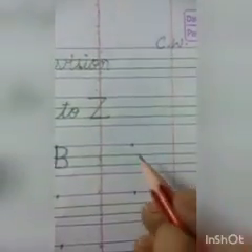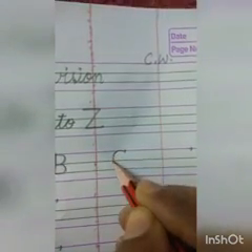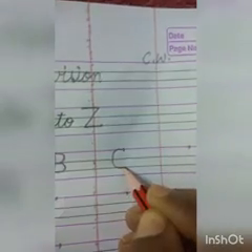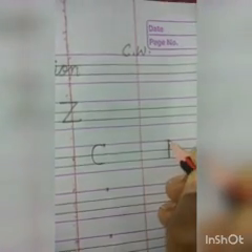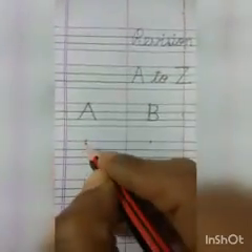And how to write letter C? With the help of left side curve. Okay, this is letter C. Then after that, which letter will come? Letter D. And with the help of standing line and one curve, we can write letter D. And it will start from first line and go to the third line, then make a curve. This is letter D.